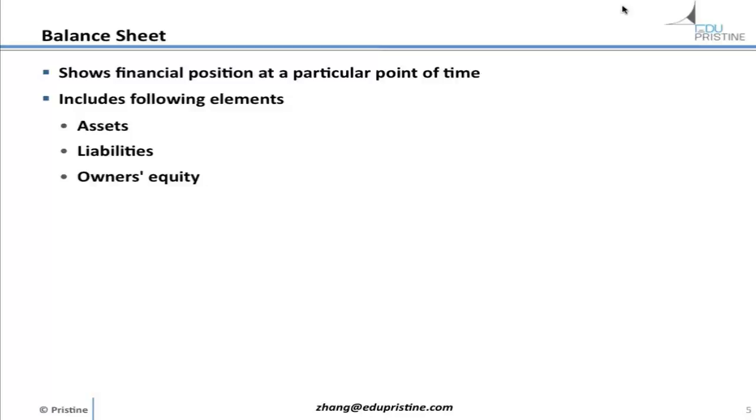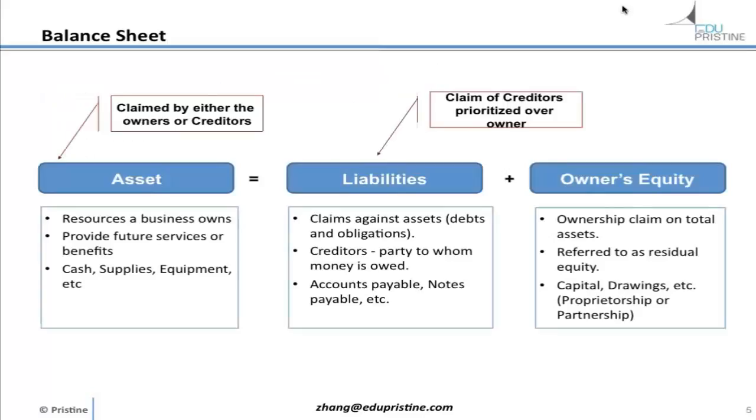owner's equity. Now, it turns out that a balance sheet needs to be balanced. So when we look at these three things, assets equals the summation of liabilities and owner's equity. And I'll look at that in a bit more detail on the next slide. So if I look at assets on the left-hand side, the resources the business owns or has available to it to be able to do its operations.